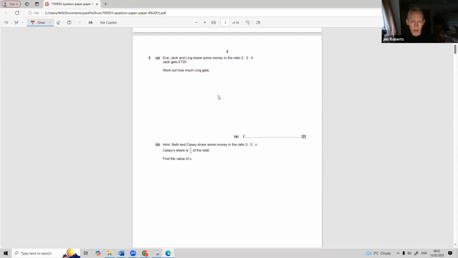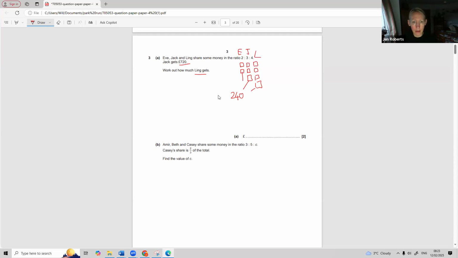We've got Eve, Jack and Ling sharing some money in the ratio 2 to 3 to 4. I always think of this in terms of parts. Eve here has 2 parts, Jack has 3 parts, and Ling has 4 parts. Jack gets £720. These 3 boxes are for Jack. So our first step is to work out what each part's worth, or how much goes into each box. 720 divided by 3 is 240. Each part in your ratio represents the same amount, so every one of these boxes has £240 in it. Just put an arrow here.